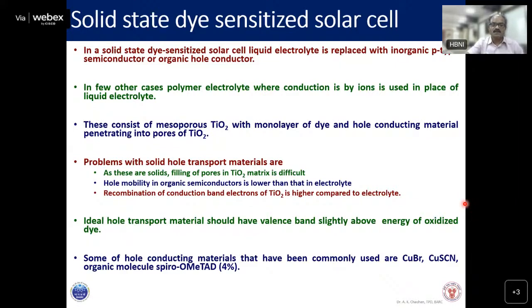Some of the hole conducting materials that have been commonly used are these, but Spiro-OMeTAD is the most common material. These are also used, but with not very encouraging results.